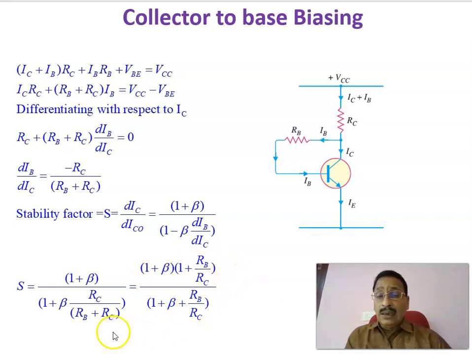We are dividing the numerator and taking it outside, into 1 plus RB divided by RC, divided by 1 plus beta plus RB by RC. Therefore, this is the stability factor in the case of collector to base bias.